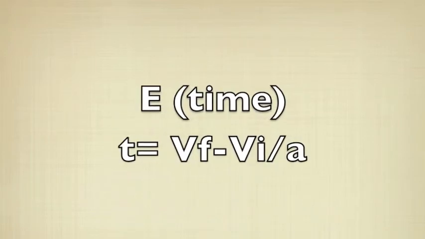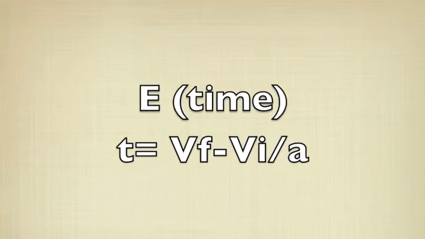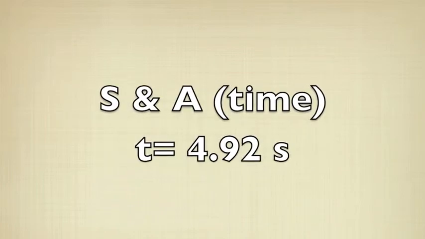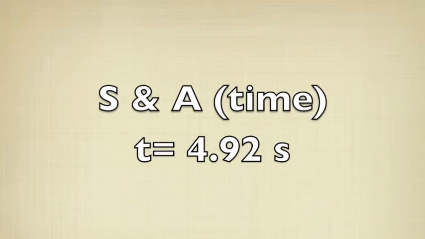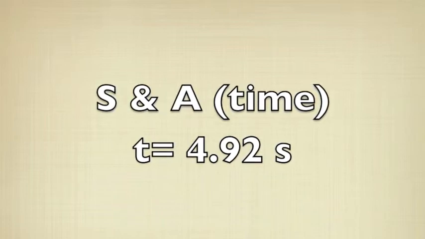Alright, for the first equation, for time, we're going to use VF minus VI over A equals T. Once you do the calculations, you find out that time is 4.92 seconds, and we now know how long it took that specific fly ball to be hit from the batter and reach its highest point in the air.